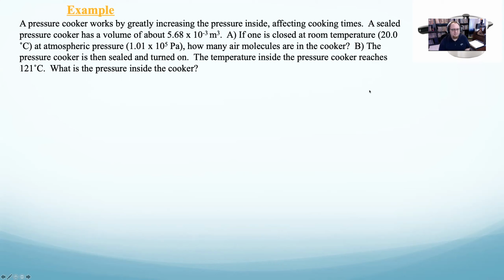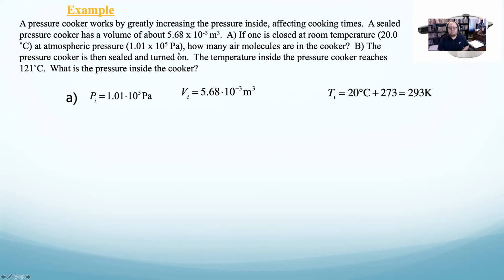What I'm saying is that it has an initial pressure of 1.01 times 10 to the 5th pascals. I'm saying initial because part B changes the pressure. We'll come back to that. And I said the volume is 5.68 times 10 to the negative third meters cubed. And I said the temperature was 20 degrees Celsius.